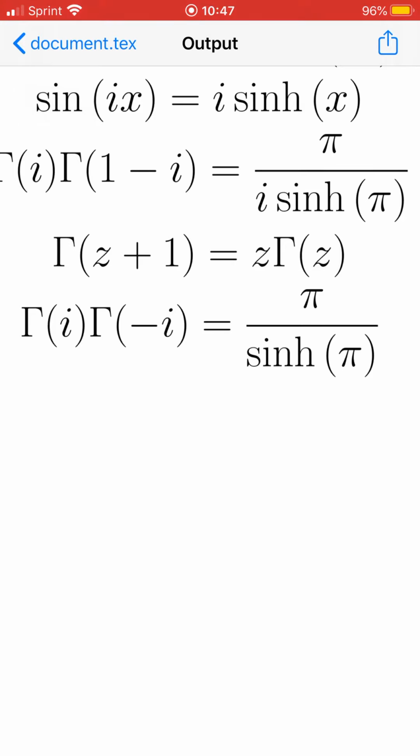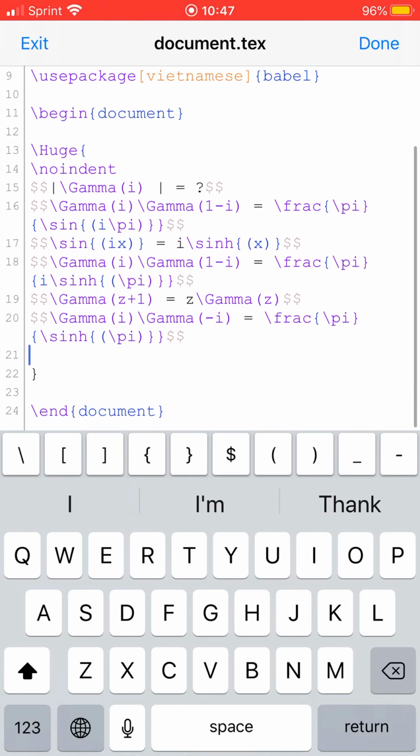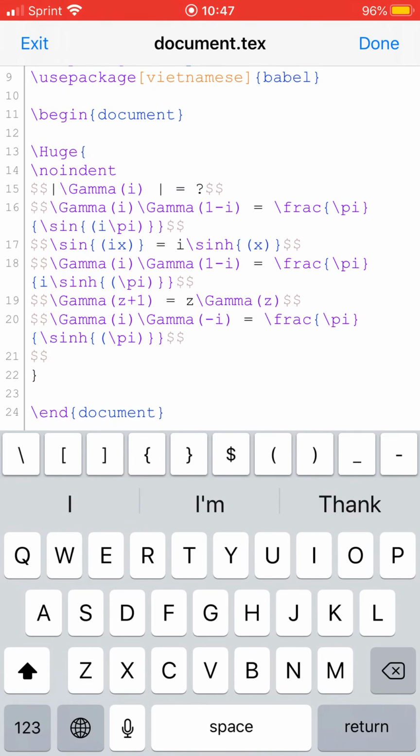And now we're gonna take the modulus of both sides. The modulus of the left hand side, the modulus of gamma of I times gamma of negative I is equal to the modulus of gamma of I times the modulus of gamma of negative I. And on the right hand side, we have the modulus of pi over sinh pi. It's just pi over sinh pi because pi over sinh pi is a positive real number.